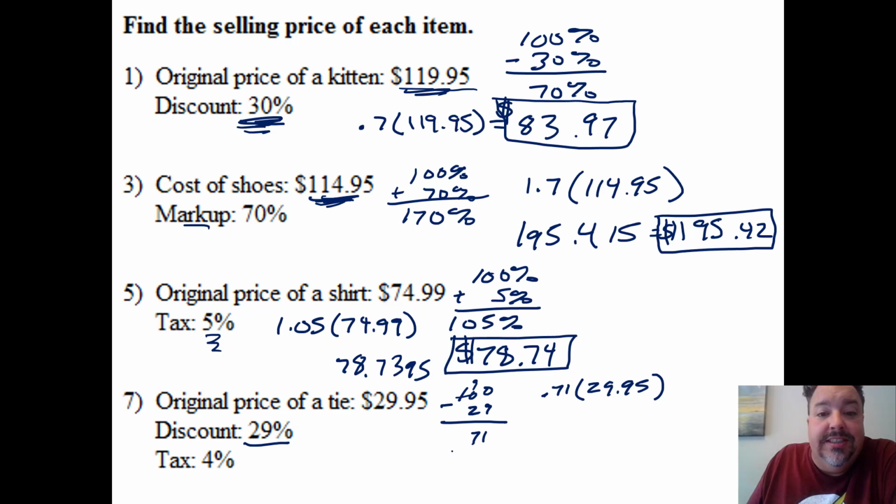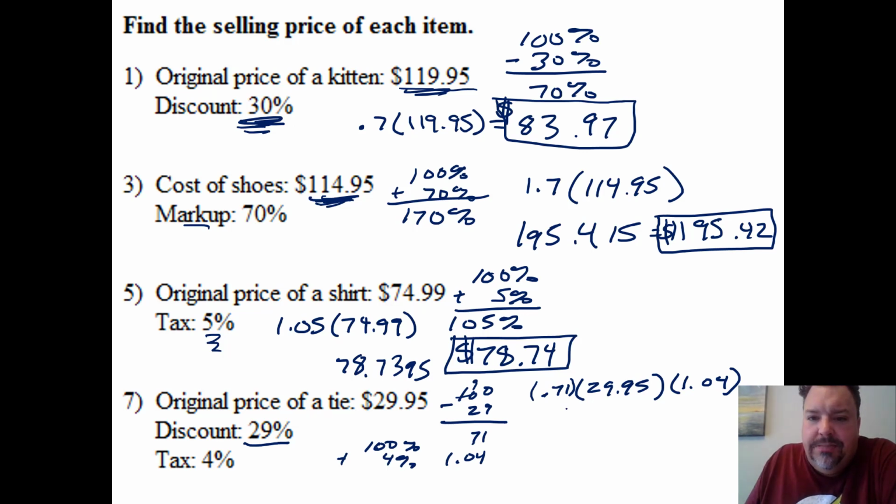So after we do the discount, we're going to tax it, which means we're going to pay 100% of that price plus 4% more. And that's going to be 1.04. So if we take this 0.71 times the original price and then multiply that again, I'll just put it here at the end, by 1.04, we'll get our final price. So all we are doing is multiplying these out. And it doesn't matter the order of operations, you know, multiplying things, the order here doesn't matter.